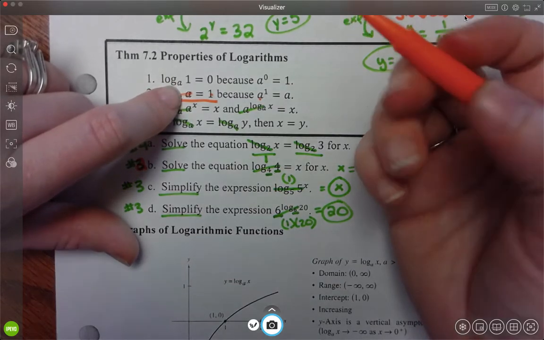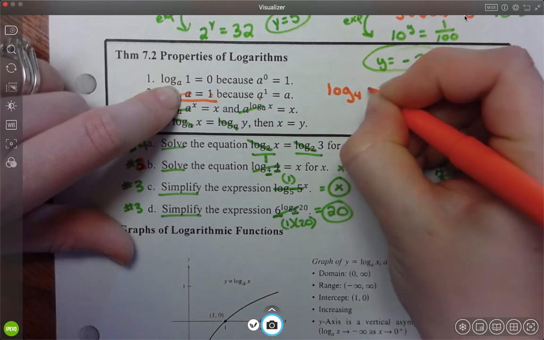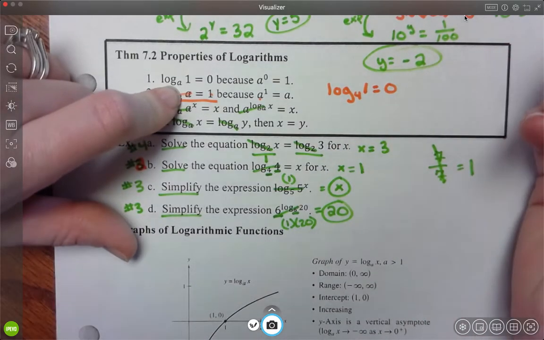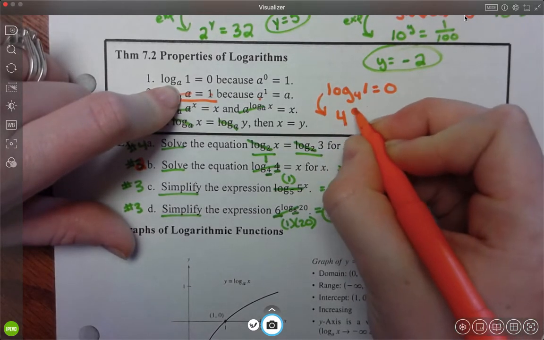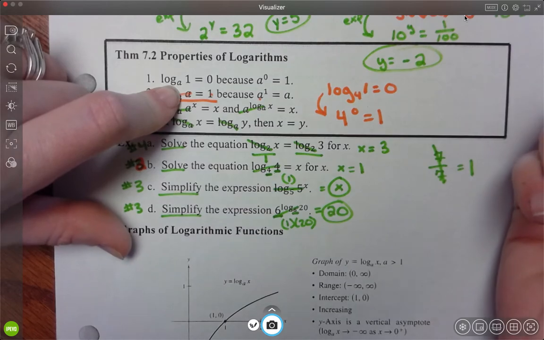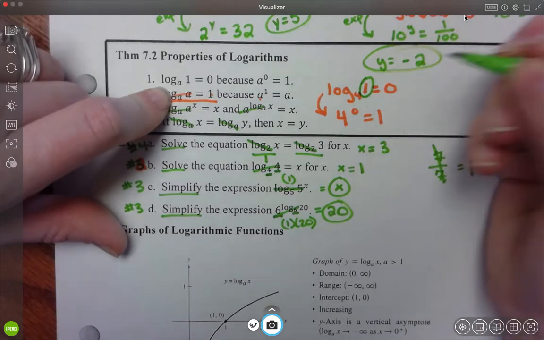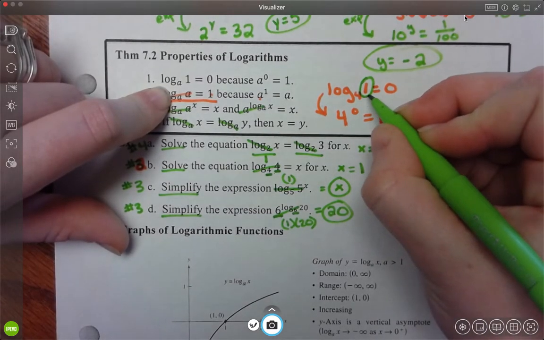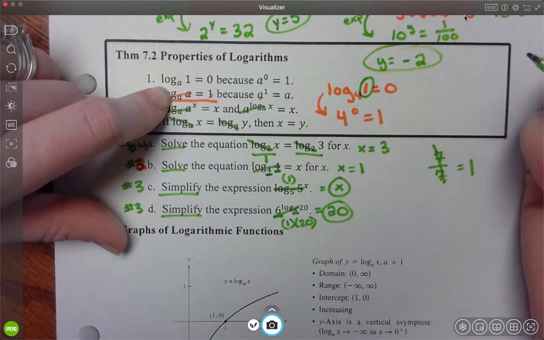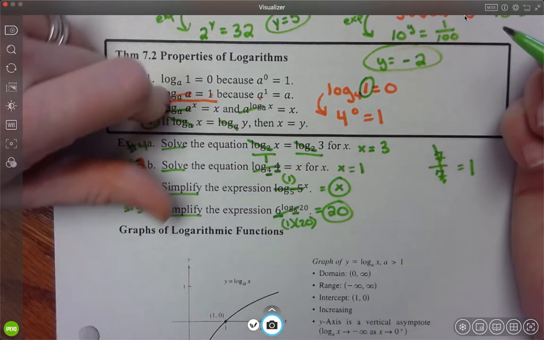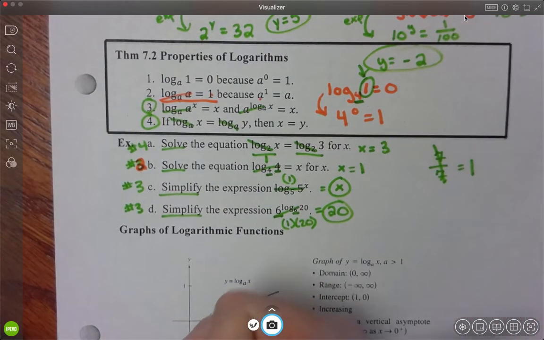And then this one right here, I'm going to rewrite this. Let's put some numbers in here. Let's say log base 4 of 1 equals 0. I could rewrite this as an exponential function, saying 4 to the 0 power equals 1. What they're saying with this first property is that if this number here is 1, the answer is always going to be 0, because anything to the 0 power is always equivalent to 1. That's what they're getting at with that first property. So if 1 is in this spot, the answer is 0, regardless of what this number is right here.